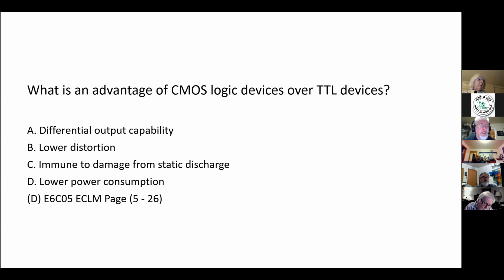Charlie. Delta is the correct answer in this case. CMOS has lower power consumption over TTL.